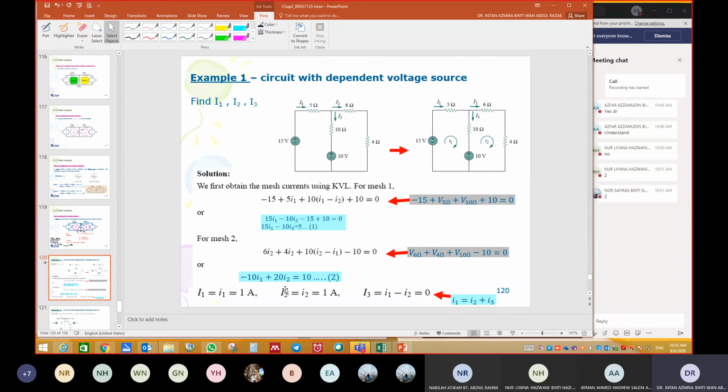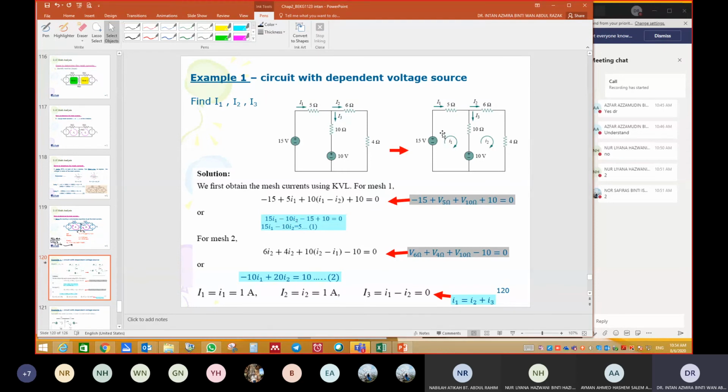Okay, so how many resistances in loop 1? We have 5 and 10, right? Okay, so 15. So you write 15 I1. And then how many resistances are shared with the other loop? We have only loop 2 here. 10 ohm. Okay, so it must be minus 10 I2.